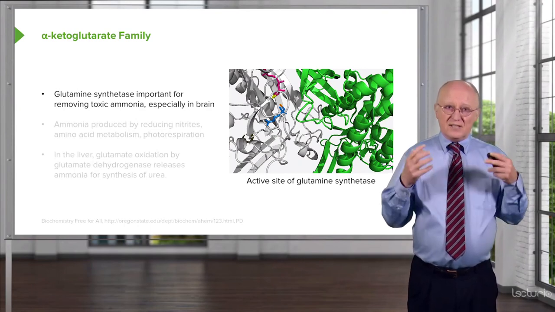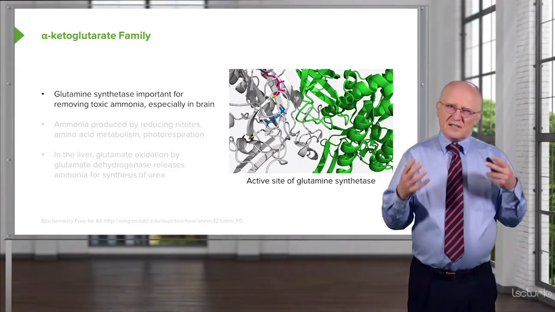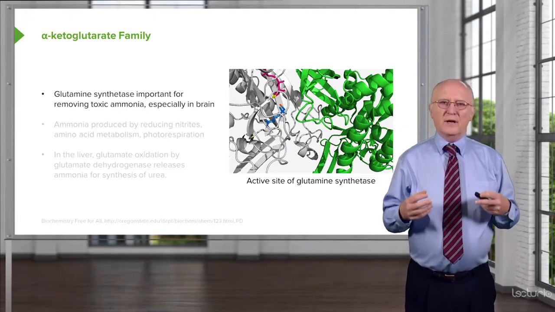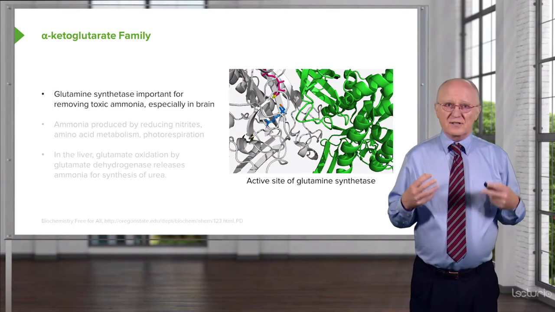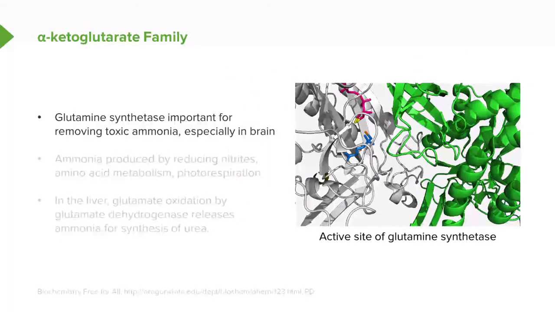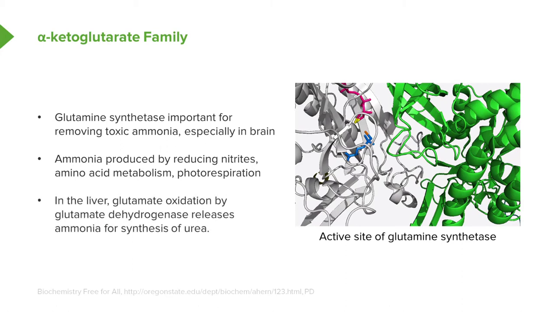Now, glutamine synthetase is important, as I said, for removing ammonia. And this is important in many places in the body, but particularly in the brain. As we'll see in some of the other lectures in this series, the accumulation of ammonia in the brain has very important problems neurologically. Ammonia is produced by reducing nitrites, which can be found in the diet, by amino acid metabolism, and also by photorespiration, which occurs in plants. In the liver, glutamine oxidation by glutamate dehydrogenase actually releases ammonia for synthesis of urea. And urea is the excretion product by which we get rid of excess amines that appear in our body.